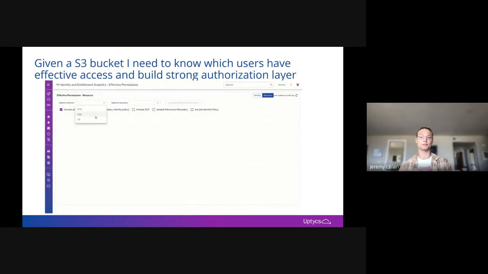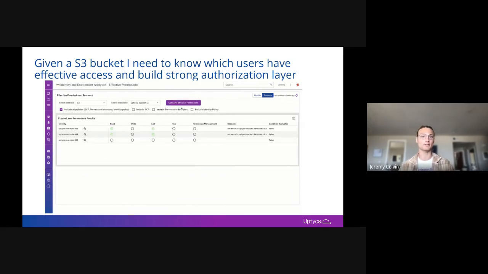So on the flip side, we just talked about an identity and what it's able to access. We're also dealing with resources in the cloud. So given, say, an S3 bucket, I need to know which users have effective access. Maybe walk us through this scenario as well.